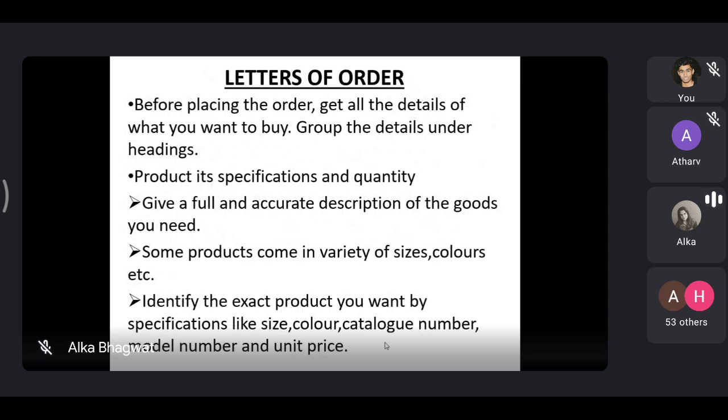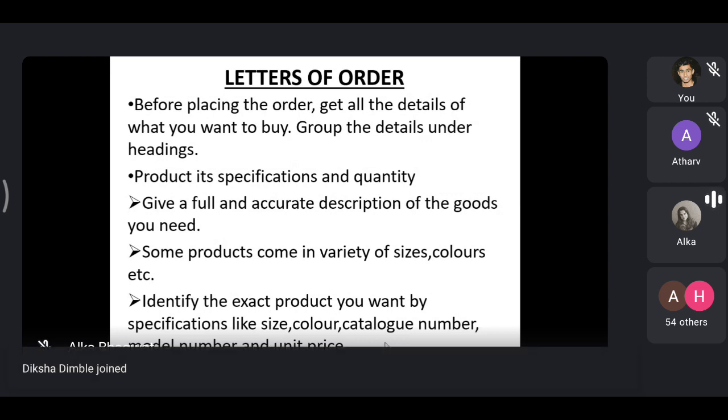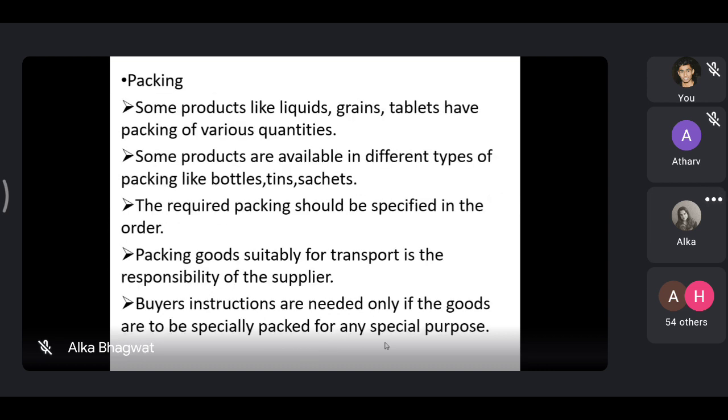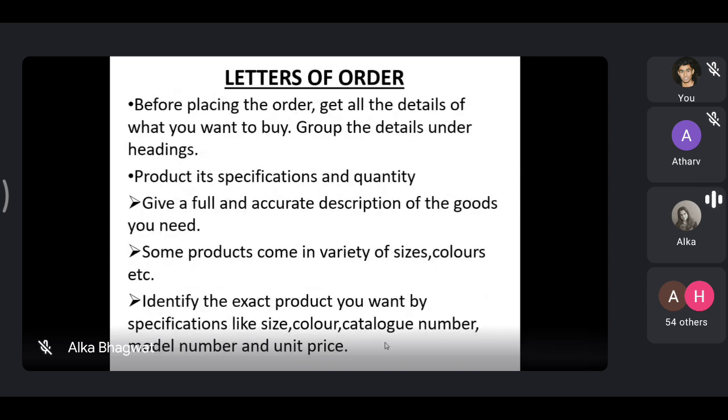Now next is letters of order. Before placing the order, get all the details of what you want to buy. Group the details under headings. Any kind of product, its specifications, its quantity. Give a full and accurate description of the goods you need. Some products come in a variety of sizes and colors. Identify the exact product you want by specifications like size, color, catalog number, model number, unit price, etc. Now, packing also.